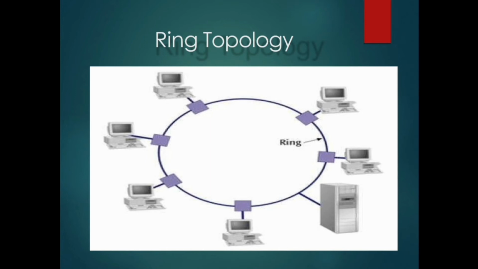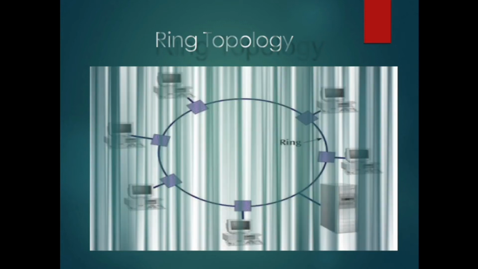So this one is a pictorial description of ring topology. You see here all the computers are connected in a ring shape, like we wear a ring on our finger. So this shape is like a ring. That's why we call this ring topology. You see multiple computers are connected here in a loop style.